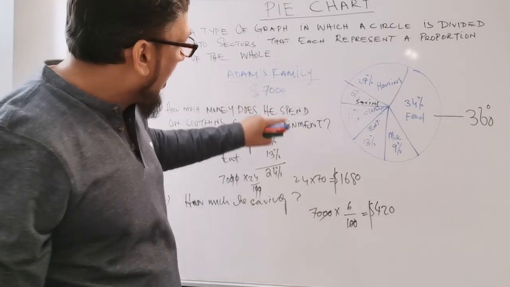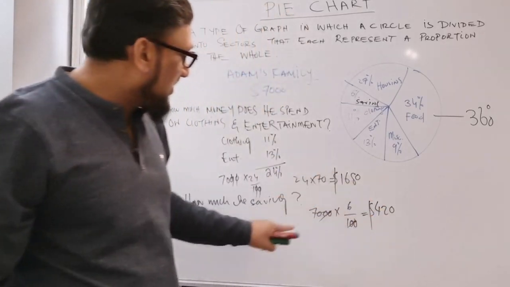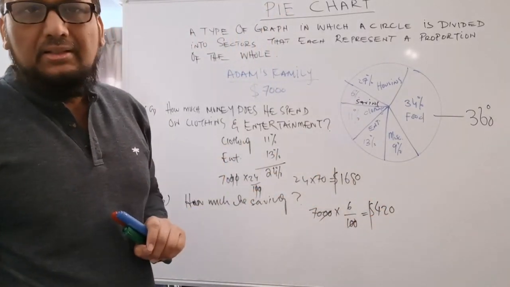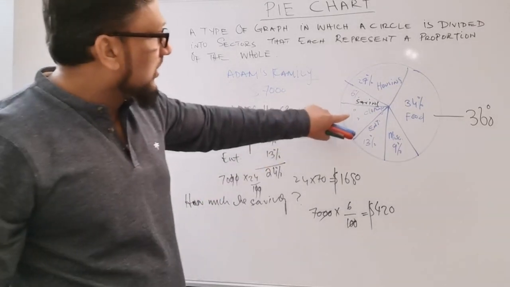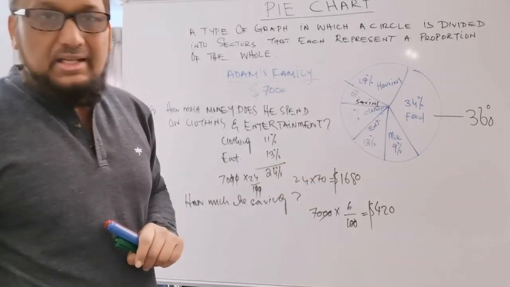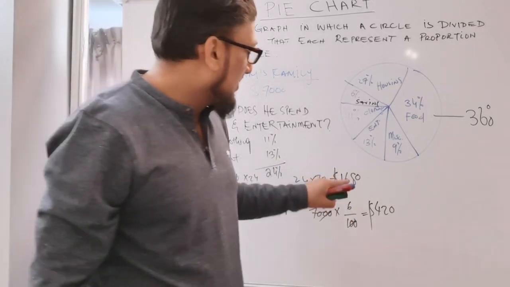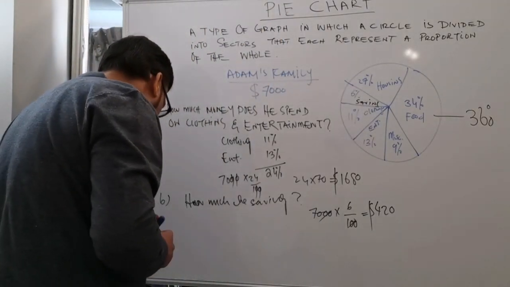So this is the family spending of $7,000. He saved $420, which is 6% as per the pie chart, and clothing and entertainment altogether is 24%, so he's spending $1,680.